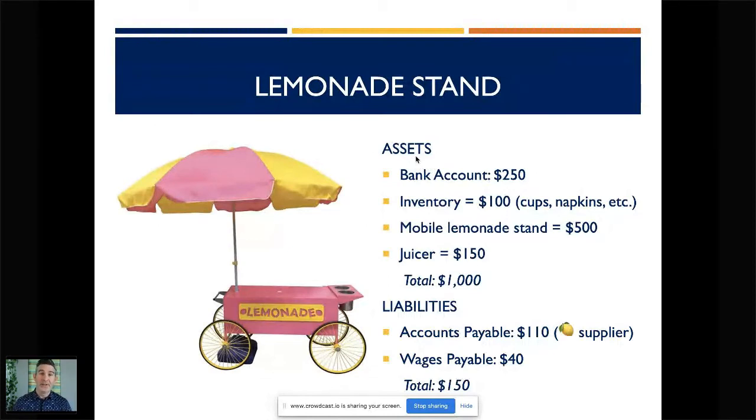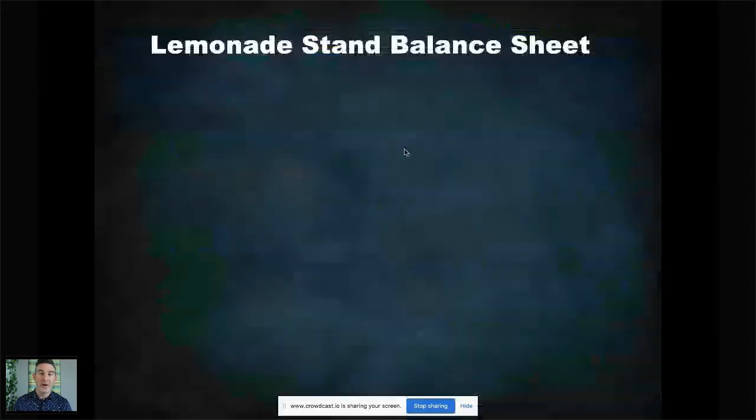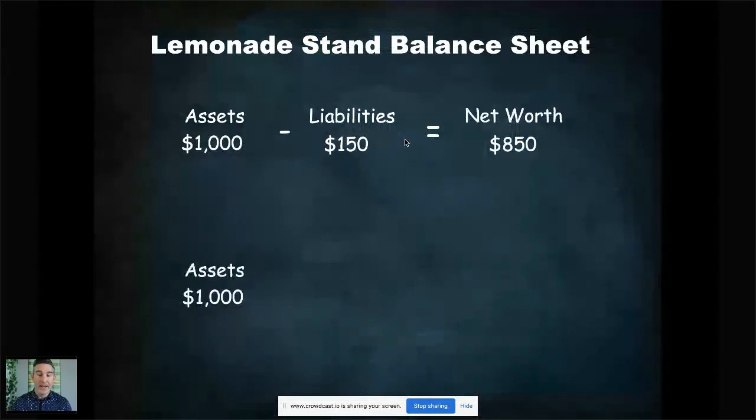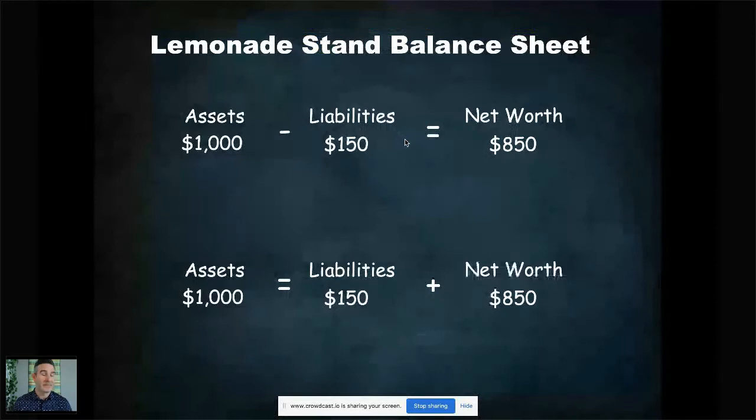So all we need to do now is just plug those big numbers into our equation. So we have our assets at $1,000. We're going to subtract our liabilities of $150, and that gives us a net worth of $850. Pretty simple math. Again, just to put it in the US format, we would write it as assets of $1,000 equal liabilities of $150 plus net worth of $850.